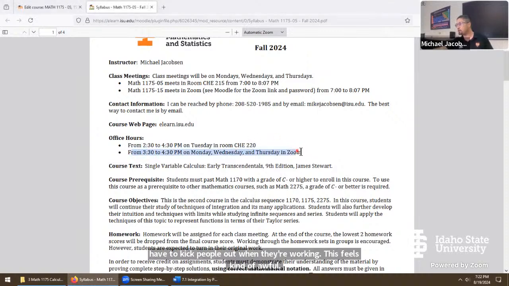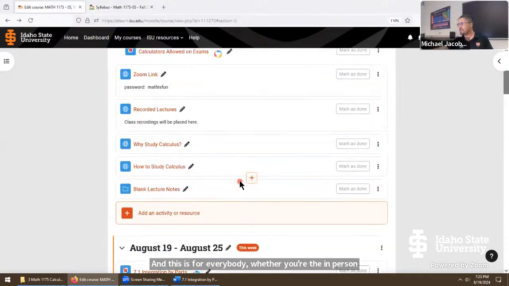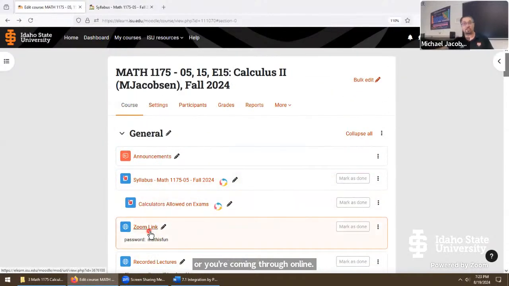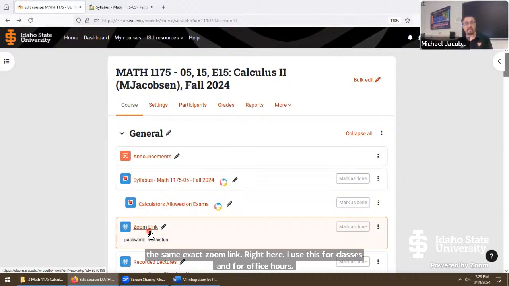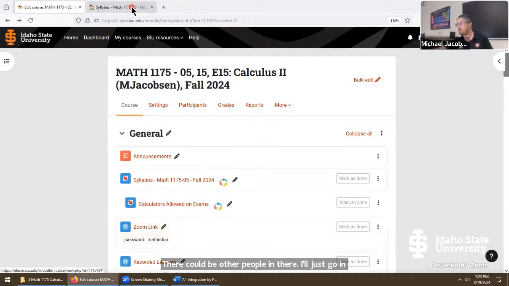I also have office hours directly through Zoom. This is going to be every Monday, Wednesday, and Thursday from 3:30 to 4:30 p.m. And this is for everybody, whether you're in the in-person section or you're coming through online. It's the same exact Zoom link right here. I use this for classes and for office hours. There could be other people in there. I'll just go in the order that people showed up and that kind of thing. I'll keep track of that.